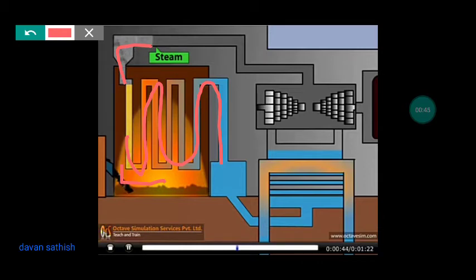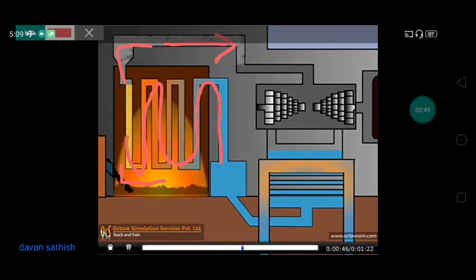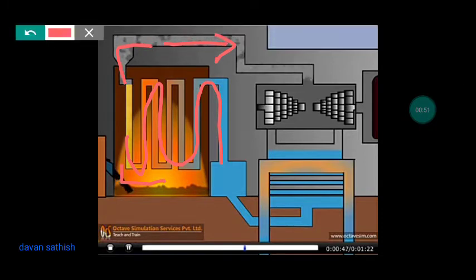Once the steam is generated, it starts moving in this direction. The high pressure steam enters this channel consisting of the turbine. What happens to the turbine is that it starts to rotate when the high pressure steam hits its blades.